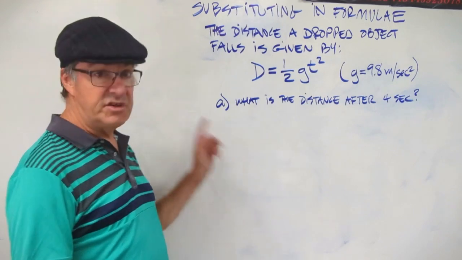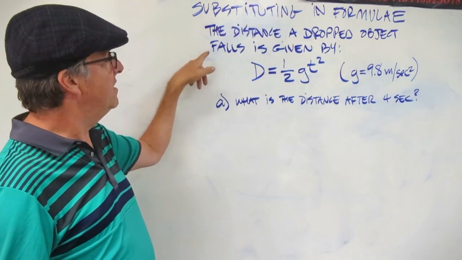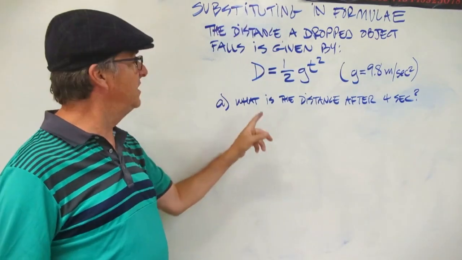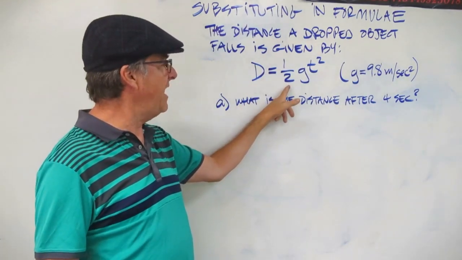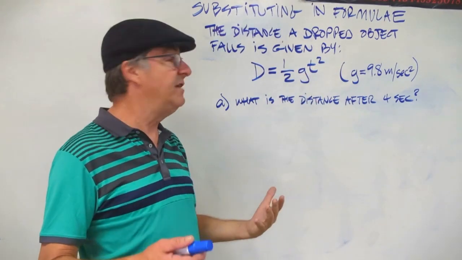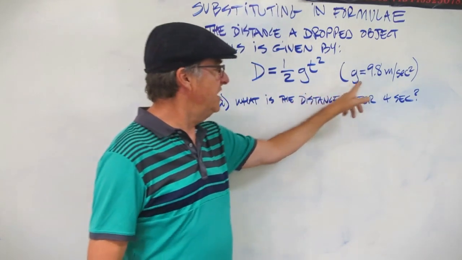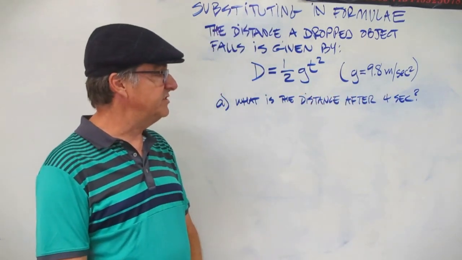Okay, so here's our first example. We're going to drop an object, and the distance that it falls is given by this equation. Distance, that's the falling distance, is 1/2 times g times t squared. Now let's define a few things here. G is the force of gravity, 9.8 meters per second squared.